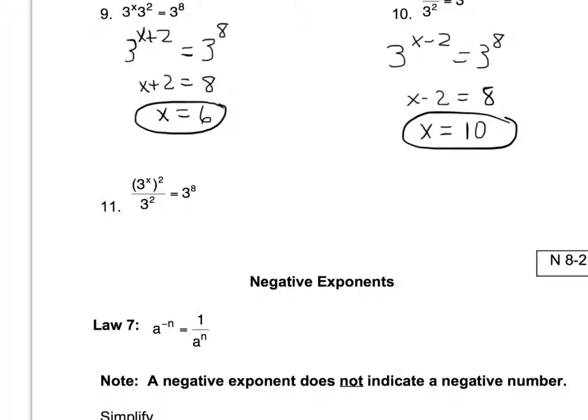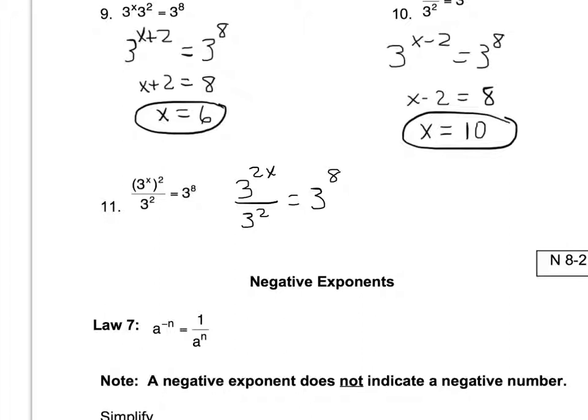If you look at 11, we have a different rule we need to apply here, because we have an expression raised to a power in our numerator. What do you do with those exponents? You multiply them. So that will clean up to be 3 to the 2 times x power over 3 squared, and that would be set equal to 3 to the 8th power.